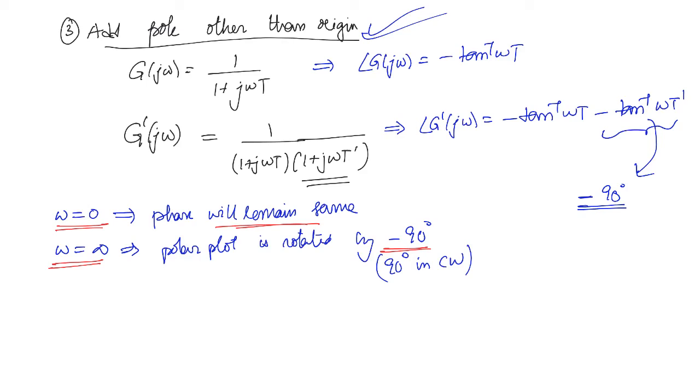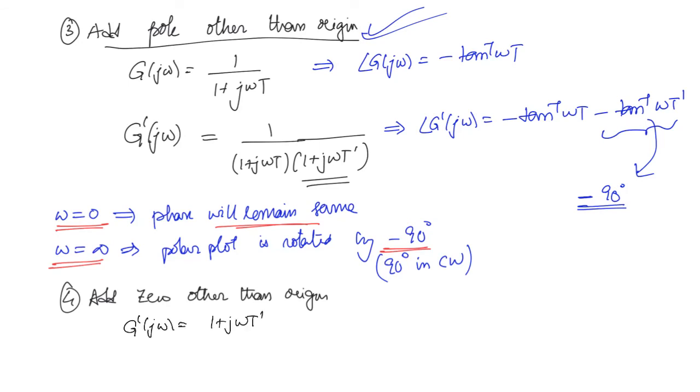Now similarly, if you take the case of adding a zero other than at origin, G dash of j omega will be equal to 1 plus j omega T dash divided by 1 plus j omega T, and you can see that the phase, angle G dash of j omega, is equal to minus tan inverse omega T plus tan inverse omega T dash. So you have a plus here.